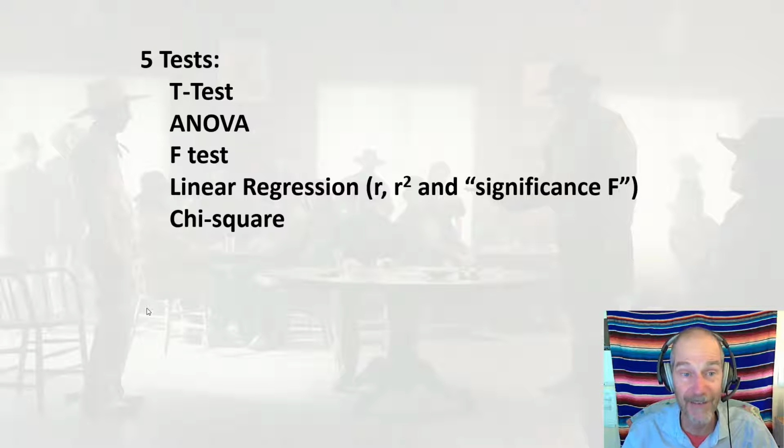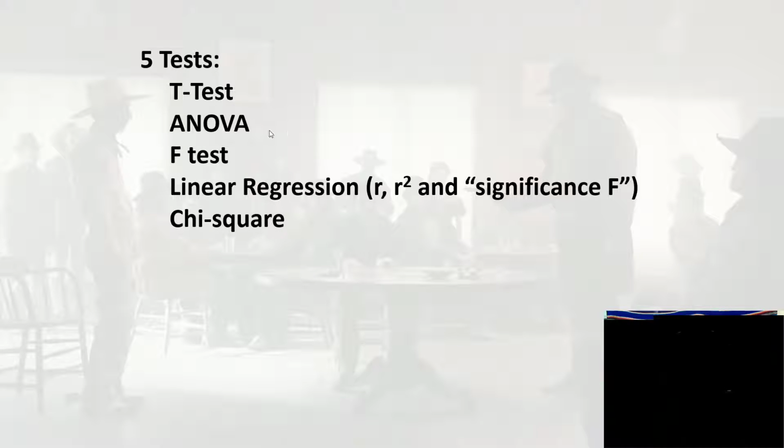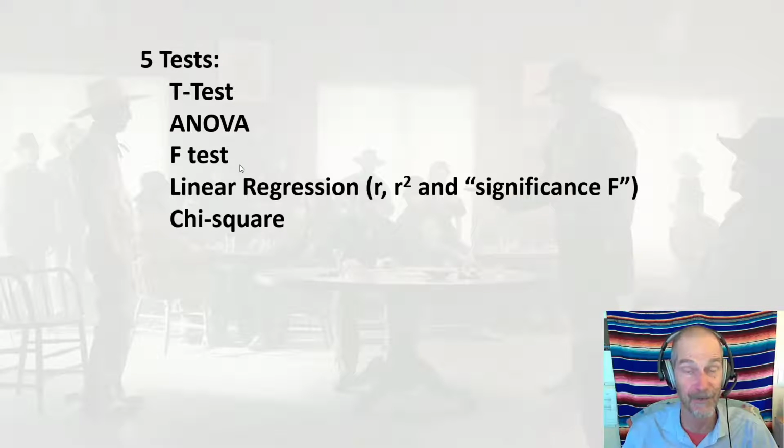Okay, 5 tests. The t-test, for 2 means. ANOVA, for more than 2 means. The f-test for differences in variance. Linear regression, which is the association of 2 variables with each other. And the chi-square, which tests the frequency of categorical variables. Okay, that's your homework. That's your challenge.